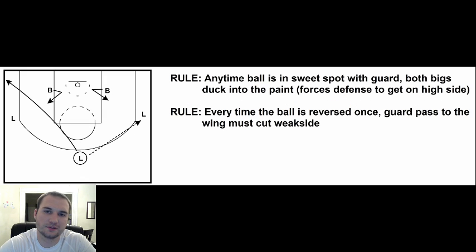So guard comes off the double stagger to the sweet spot. Anytime the ball is in the middle of the floor with the guard in the sweet spot, both bigs must duck in. And what that does is anytime big ducks in, 90% of the time they're going to force the man to get on the high side, and then you keep them on the high side from there. And then every time the ball is reversed, the next pass, the guard has to go weak side no matter what. It's automatic now.